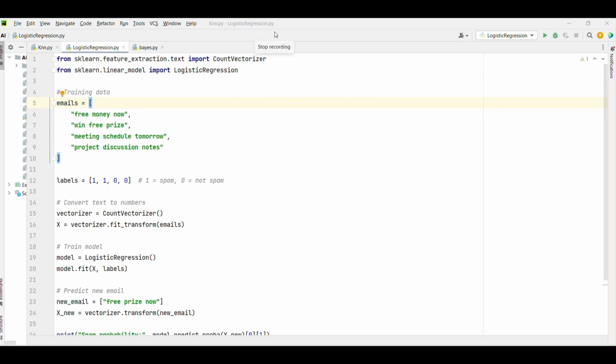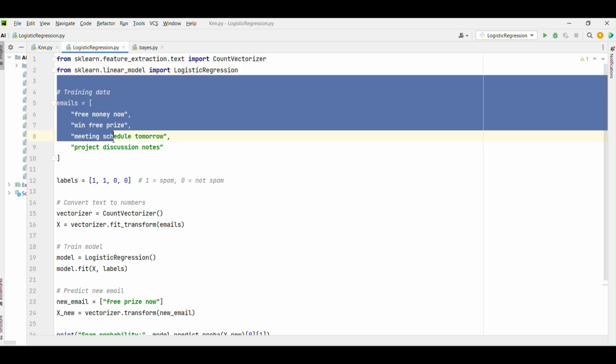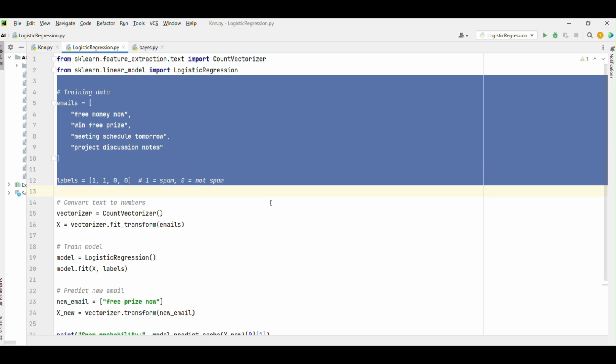This piece of code builds a very simple spam detection system using machine learning. We start by importing two tools. The first one, CountVectorizer, is responsible for converting text into numbers. The second one, Logistic Regression, is the model that will learn how to distinguish spam from normal emails. Next, we prepare a small dataset. We have a few example emails, some clearly spam, like free money now or win free prize, and some normal ones like meeting scheduled tomorrow or project discussion notes. Along with these emails, we provide labels. 1 means spam, and 0 means not spam.